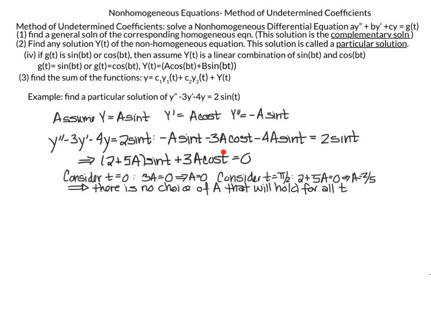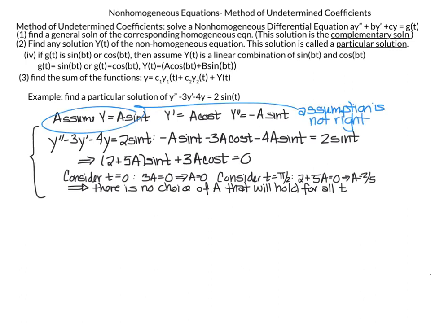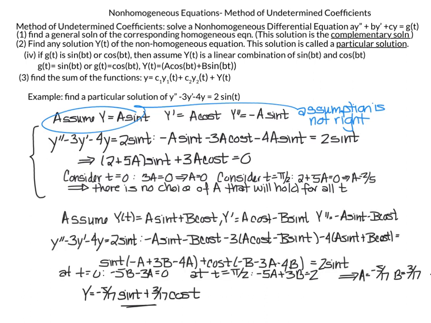So now this goes to 0, this goes to 1, and I have 2 plus 5a is equal to 0, which implies that a is equal to minus 2/5, which means there's no choice of a that will hold for all t. So something went wrong, and essentially it was our assumption when we assumed that y is equal to a sine of t. We need to try something different, and really one of the things to note is when you have this sine and you take the first derivative, you start getting cosines in there. So that's kind of what's throwing things off.